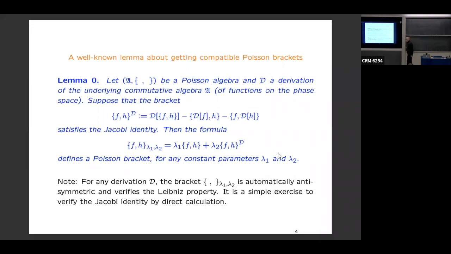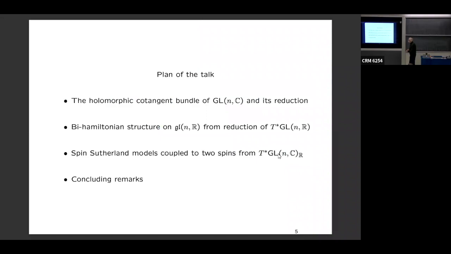And this derived bracket is automatically, of course, anti-symmetric and satisfies the Leibniz identity, but the Jacobi identity doesn't hold in general. But when it holds, then this new bracket is automatically compatible with the original one. And in several examples of Bi-Hamiltonian systems, this is the mechanism whereby one obtains compatible Poisson brackets. So there's one bracket, and then some Lie derivative of that bracket gives another bracket. So I will apply this mechanism also here. Okay, so this is the plan of the talk.